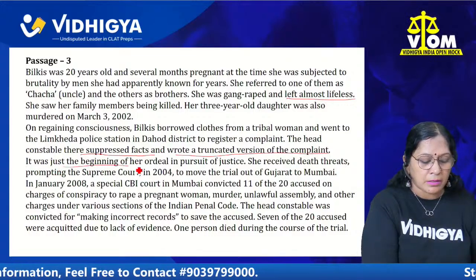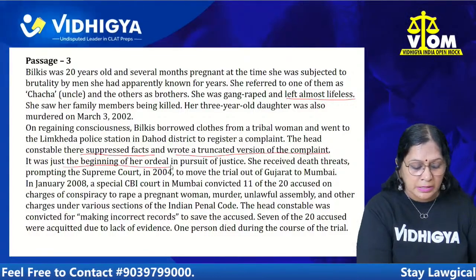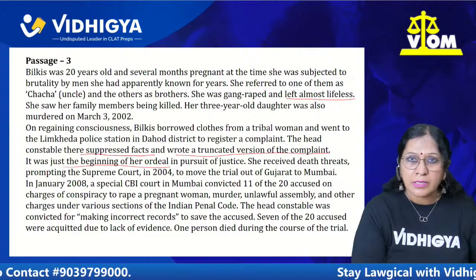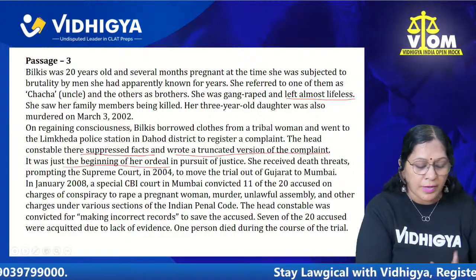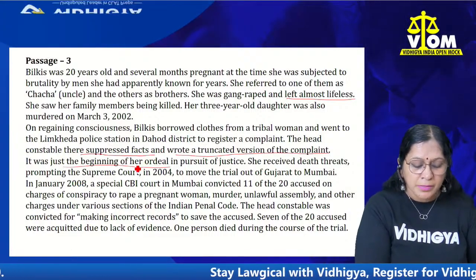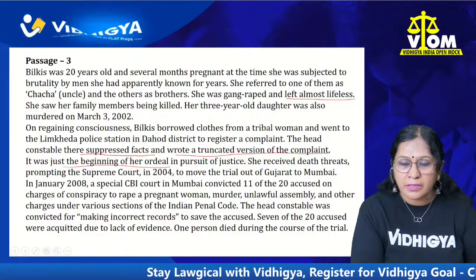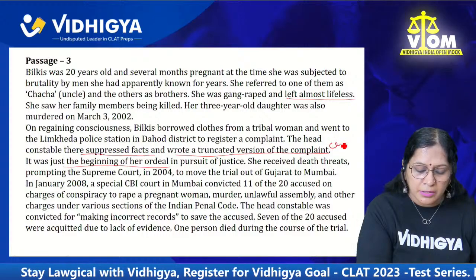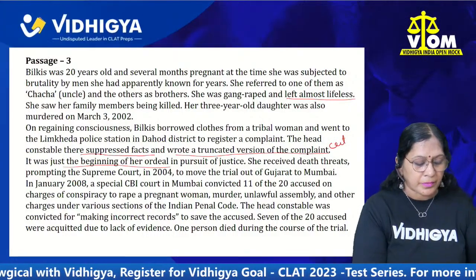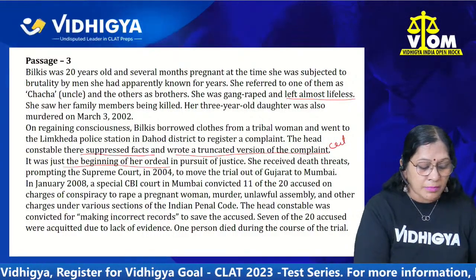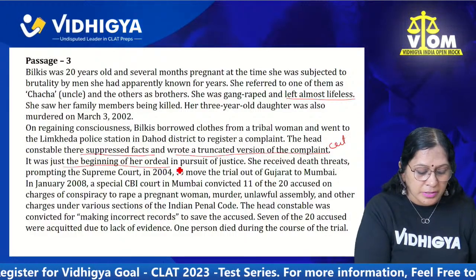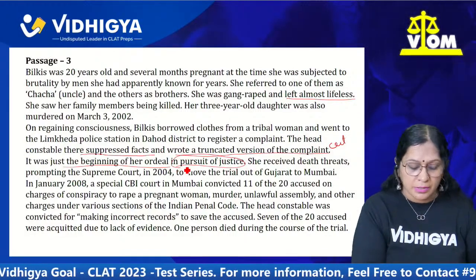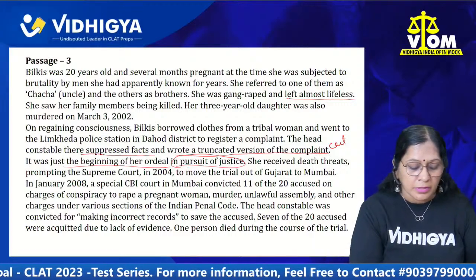You can see, now, it is not about the incident, right? It is about what was being done after the incident. So the facts are being suppressed. Whatever she complained was not written in detail. That means it was truncated. Truncated means cut, right? In short, it was just the beginning of an ordeal in pursuit of justice. That is what she wanted. She wanted justice. And this was just the beginning of her sufferings.